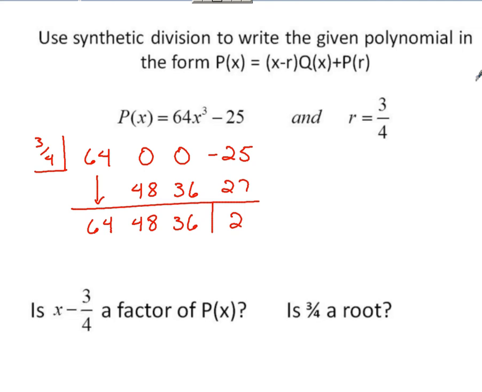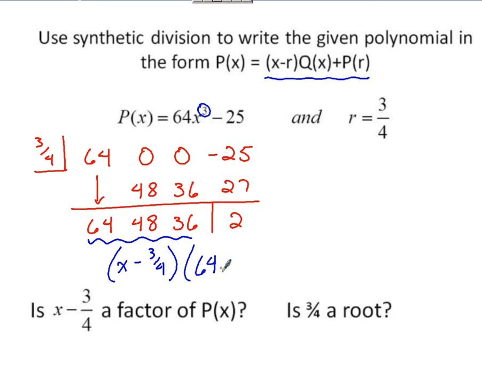So putting this in the form that we're asked for up here, we've got x minus r. X minus r is going to be x minus 3/4. We've got our quotient. Our quotient comes from this little collection of coefficients right here. We started with degree 3. We're bumping down a power now on that lead coefficient of 64. It's going to be 64x squared plus 48x plus 36. There's your quotient piece. And then tack on your remainder. Your remainder in this case is 2.